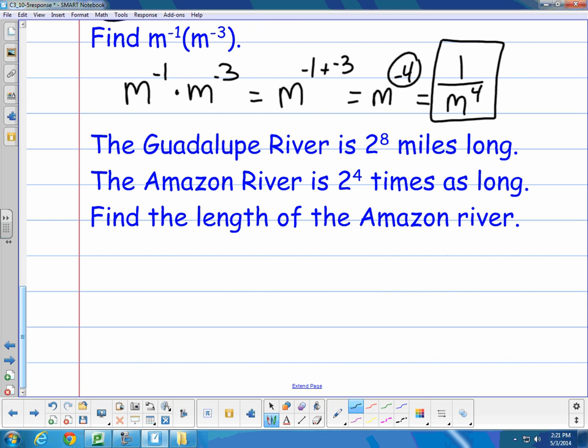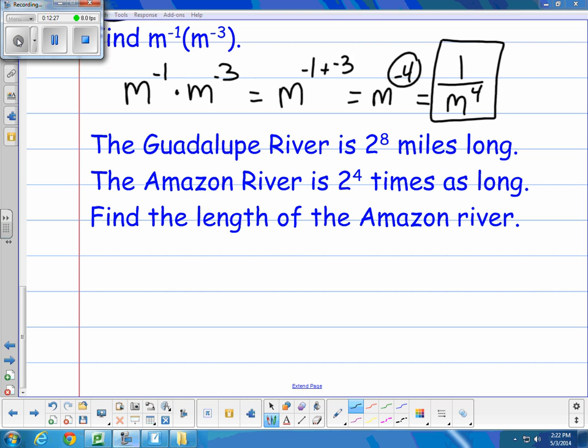So lastly, you're going to see some word problems coming up with these concepts. So let's think about how we'd go about this. The Guadalupe River is 2 to the 8th miles long. The Amazon River is 2 to the 4th times as long as, meaning as long as the other river. So we're going to find the length of the Amazon River. I'm going to give you a minute to check out how you are going to set this one up. So think about that for a minute.